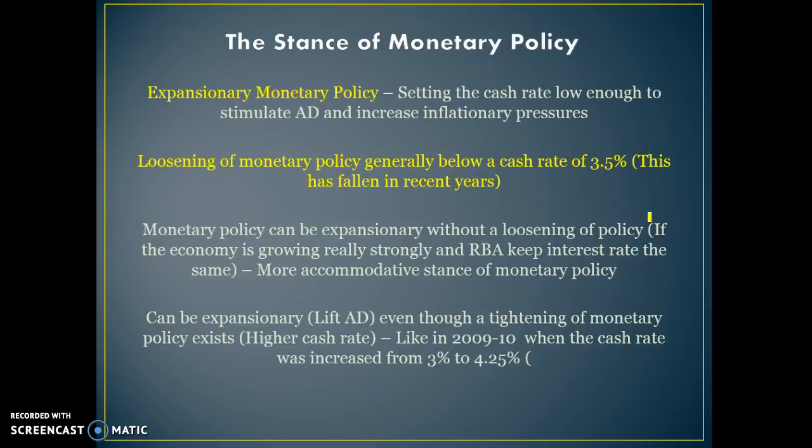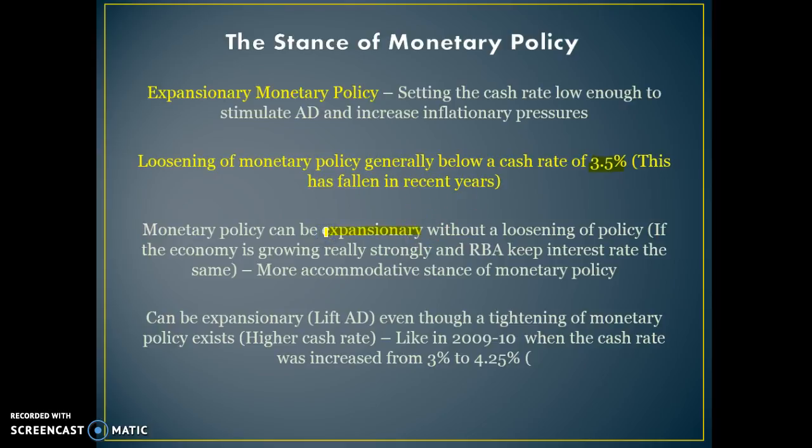A couple of things. So, first of all, expansionary monetary policy is not the same as a loosening of monetary policy. We refer to expansionary monetary policy as when the cash rate is low enough to stimulate aggregate demand and increase inflationary pressures. At the moment, we generally refer to an expansionary monetary policy as when the cash rate is below 3.5%. So any time that the cash rate is below 3.5%, we generally refer to that as an expansionary monetary policy stance.